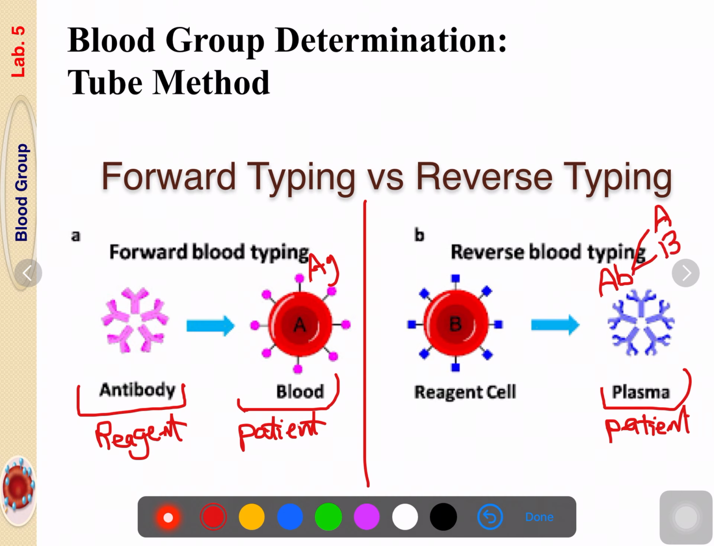That's why you have to prepare two different types of red blood cell: a red blood cell with antigen A, a red blood cell from another person with antigen B. And here, as we said, we have to prepare anti-A, anti-B, and anti-RH. That's the difference between forward and reverse blood typing.